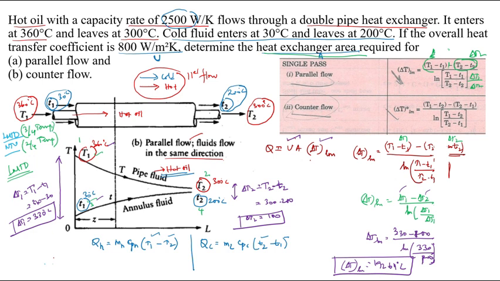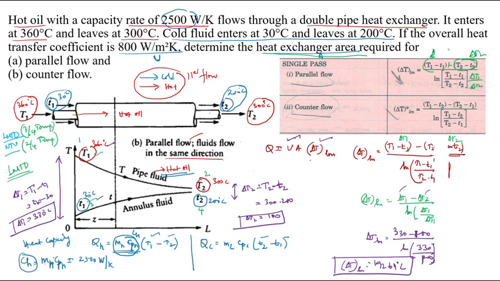So the capacity rate, these two terms mH and Cph, can be written as CH. So CH is equal to mH into Cph, the mass of hot fluid into the specific heat of hot fluid, which is equal to 2500 watt per Kelvin. So this is called the heat capacity, otherwise the capacity rate.